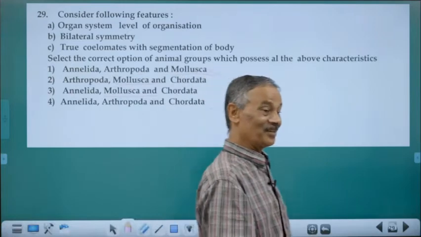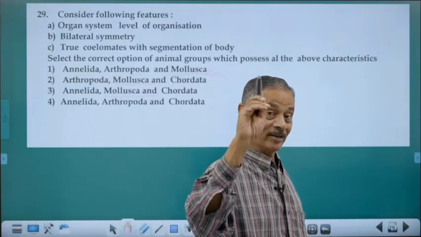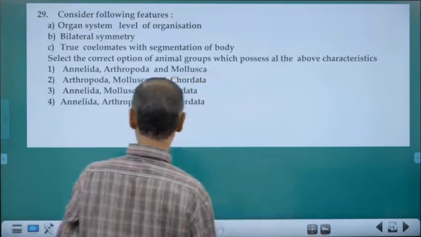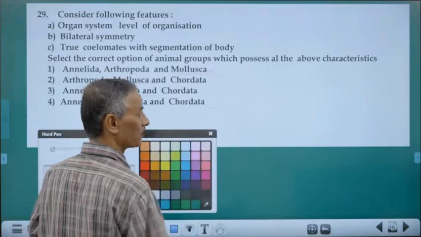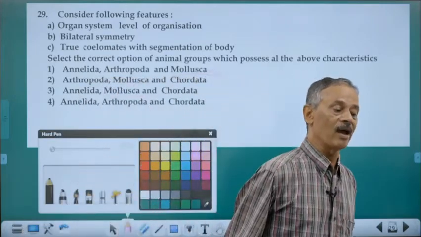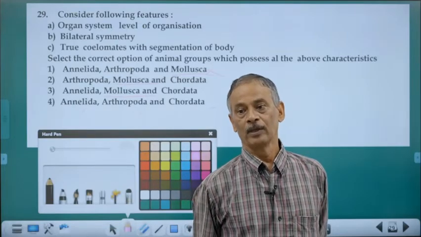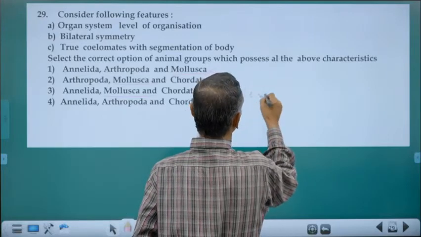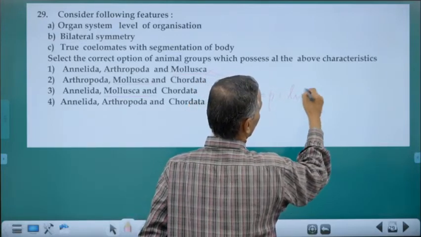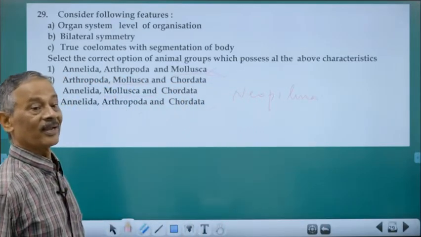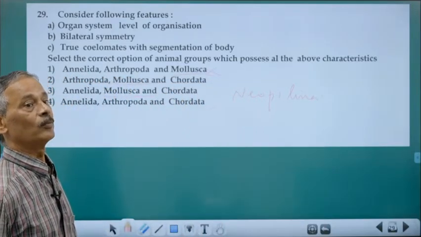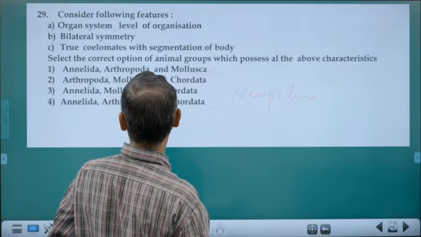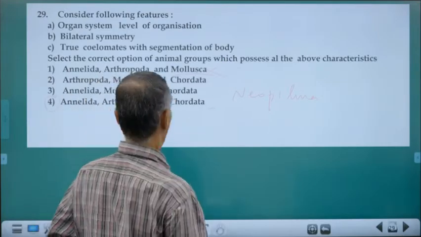Correct. See, there is one genus which is segmented among Mollusca. Can anybody tell me what it is? It is a connecting link between Annelida and Mollusca. Neopilina. It is Neopilina galathea. It is a connecting link between Annelida and Mollusca. This is the only segmented mollusc. So the answer goes to option A.